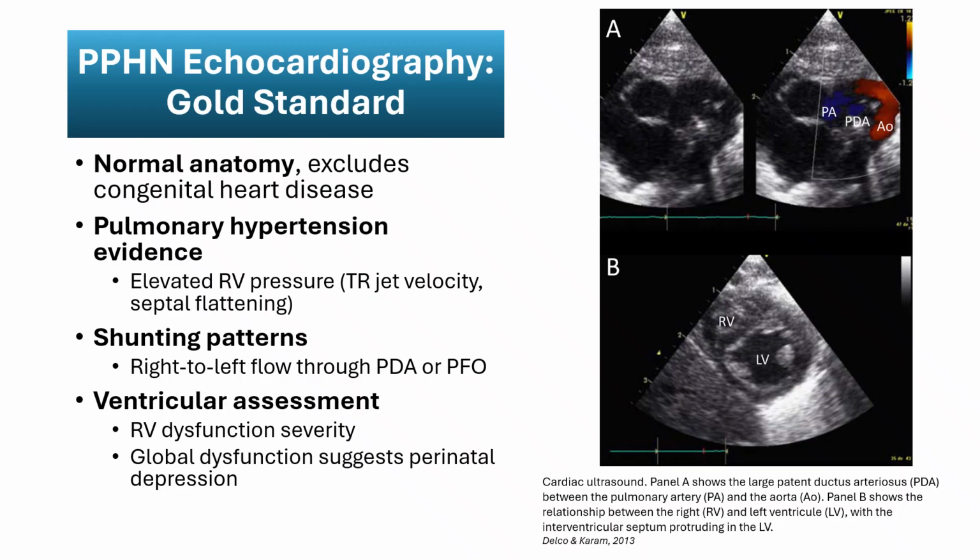Echocardiography is essential for confirming pulmonary hypertension and ruling out congenital heart disease. The slide shows that assessment includes right ventricular pressures, typically estimated via tricuspid regurgitation jet velocity, and septal flattening, which indicate elevated pulmonary artery pressures. Shunting patterns are evaluated, with right-to-left flow through the ductus arteriosus or foramen ovale confirming persistent fetal circulation.